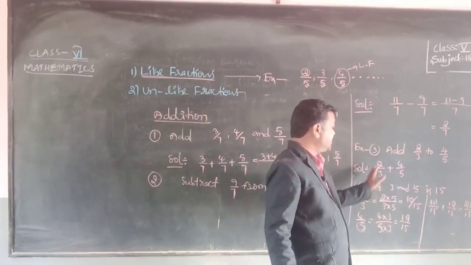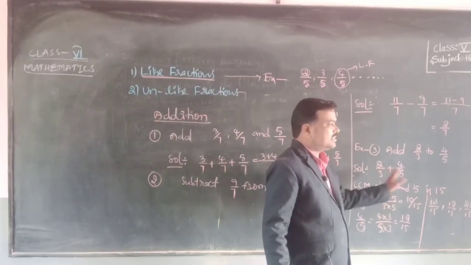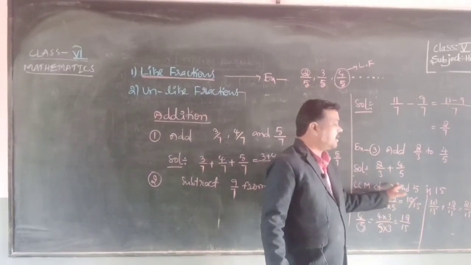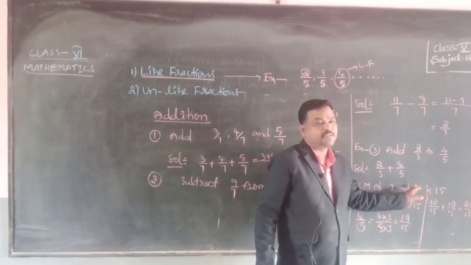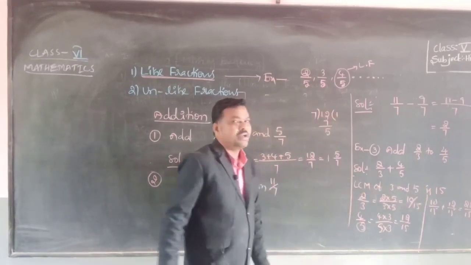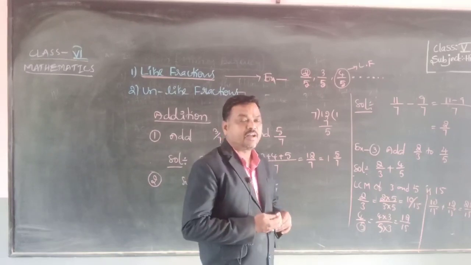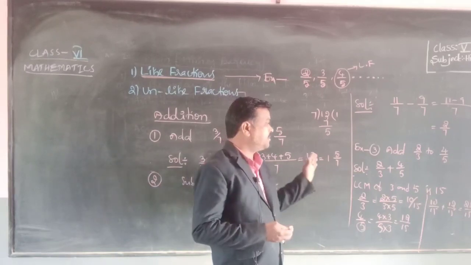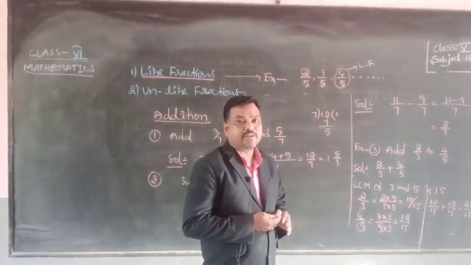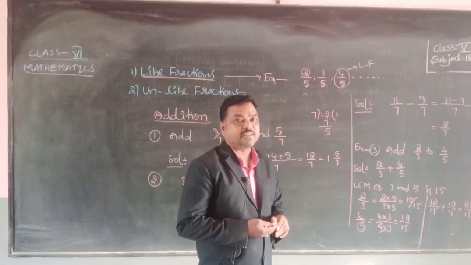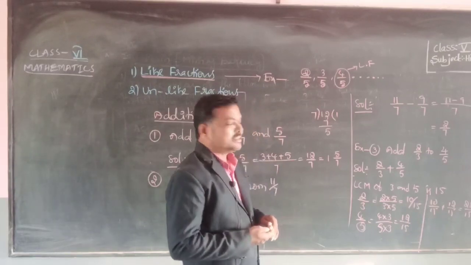In this method we change the unlike fractions into like fractions according to the LCM of the denominators. So this is the method for addition of unlike fractions. Subtraction of unlike fractions is also the same: first we take the LCM of the denominators, then change each fraction into a like fraction, then subtract the numerators.